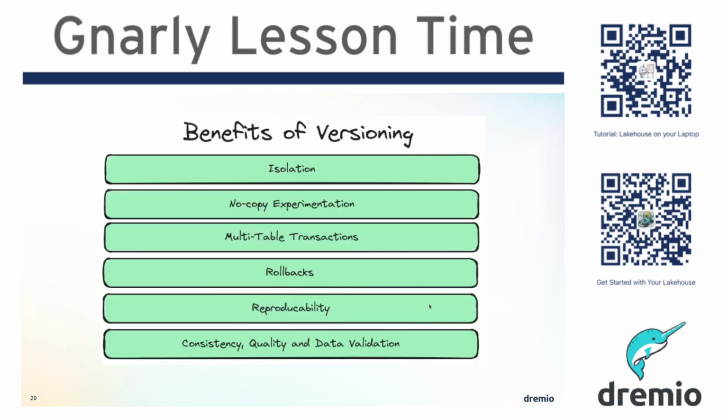So in general, you get many benefits from using versioning as a practice. You might have noticed with Git and other things, such as isolation, being able to isolate that work somewhere where it's not going to interfere with your production users. No-copy experimentation: when you create a branch, it's almost like creating a copy without actually creating a copy. I can edit that copy without interrupting what everybody else is doing, but I'm not duplicating the data. Okay, you get multi-table transactions. Again, I can publish those changes to multiple tables at the same time.